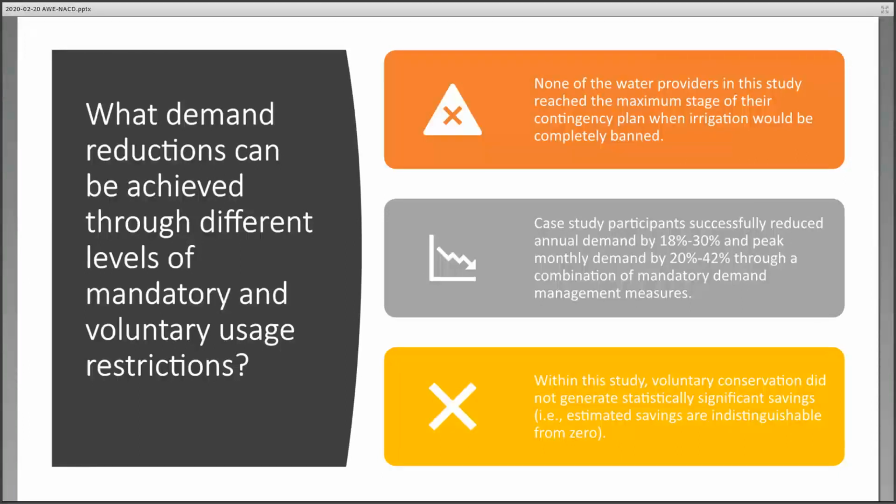So we found in the case studies that they were able to successfully reduce their demand. On an annual basis, it was from 18 to 30%, which when you think about it is a huge reduction in a water utility's usage, and then peak monthly demand by 20 to 42%. One thing that was very interesting is that voluntary measures, just asking your customers to use less water, did not generate statistically significant savings.